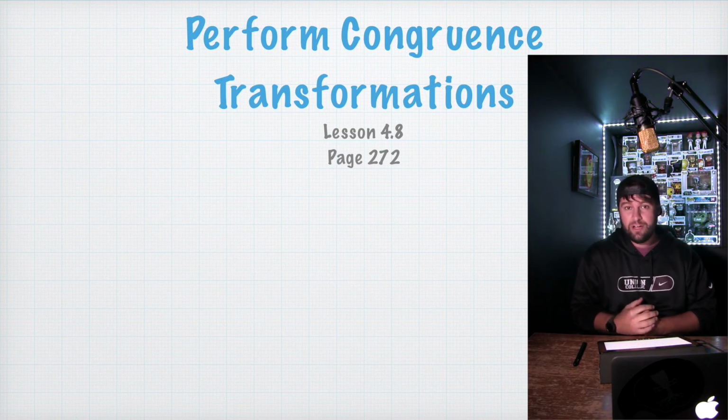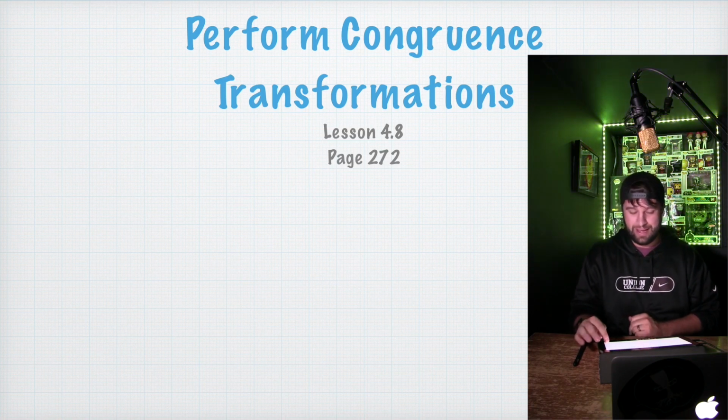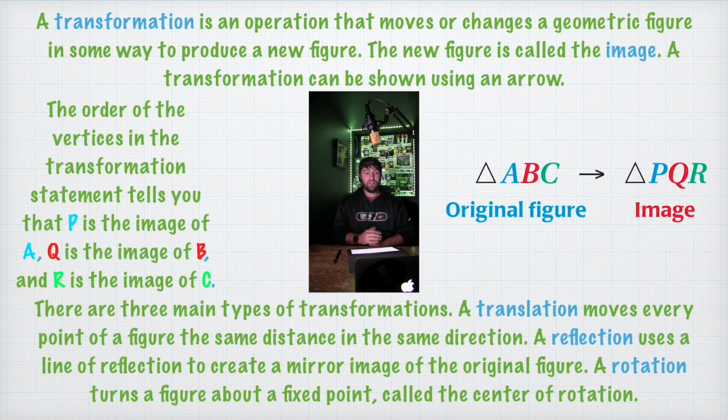So today we're going to be learning how to perform congruence transformations. Lesson 4.8, page 272. Let's go ahead and get started. A transformation is an operation that moves or changes a geometric figure in some way to produce a new figure. The new figure is called an image. A transformation can be shown using arrows. So here you go, you have the original figure, triangle ABC, transforms into triangle PQR, the image. The order of the vertices in a transformation statement tells you that P is the image of A, Q is the image of B, and R is the image of C.